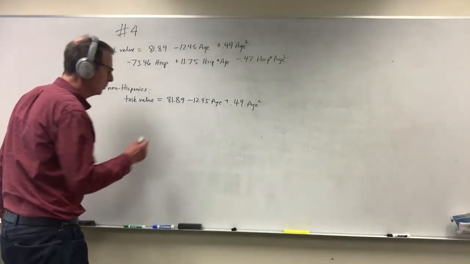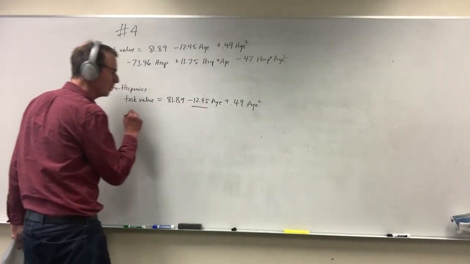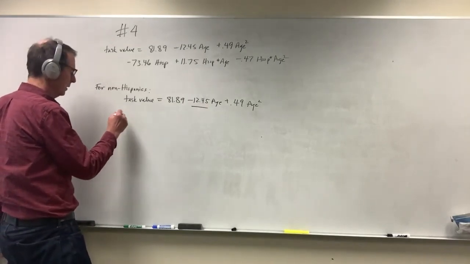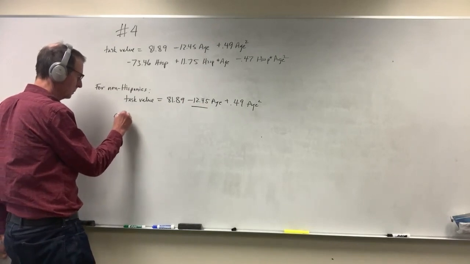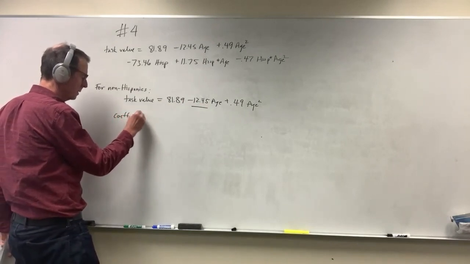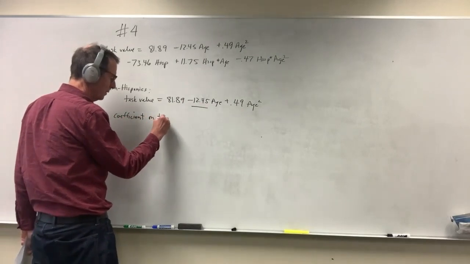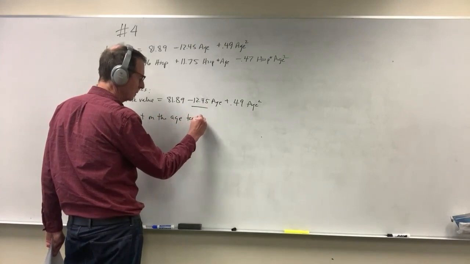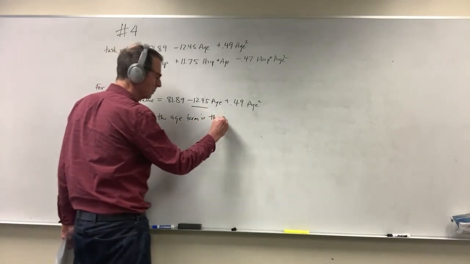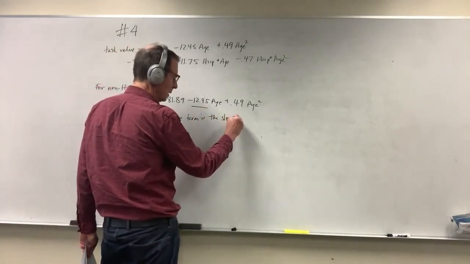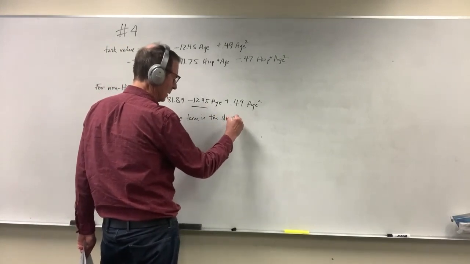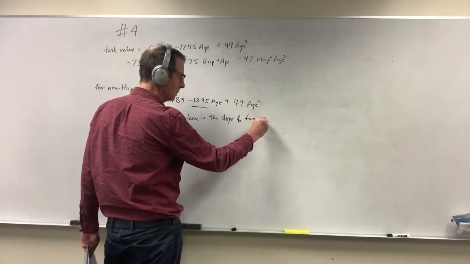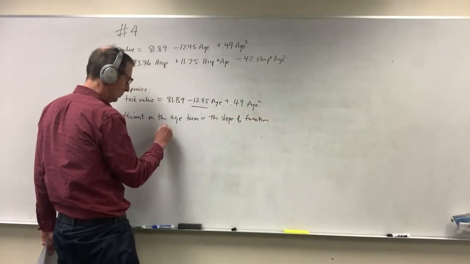And the first question was, how do you interpret the minus 12.45? Well, we showed that the coefficient on the, in this case, age term is the slope of the function at age equals 0.